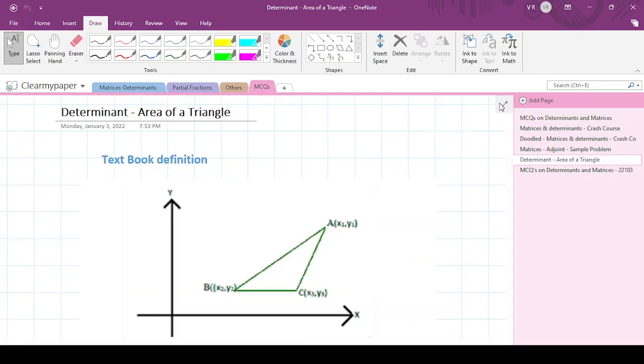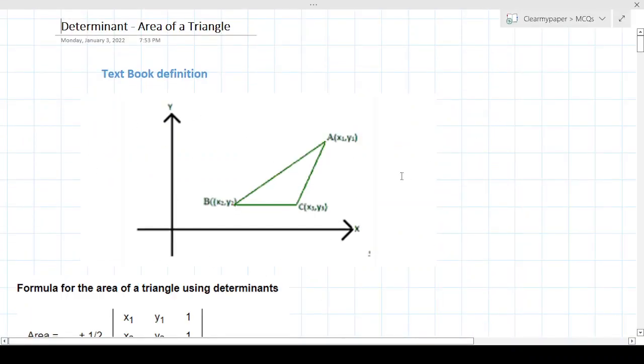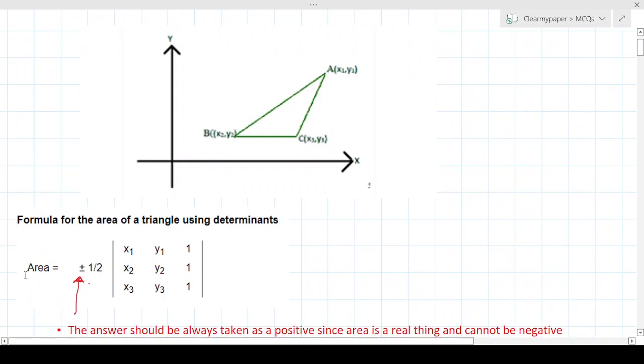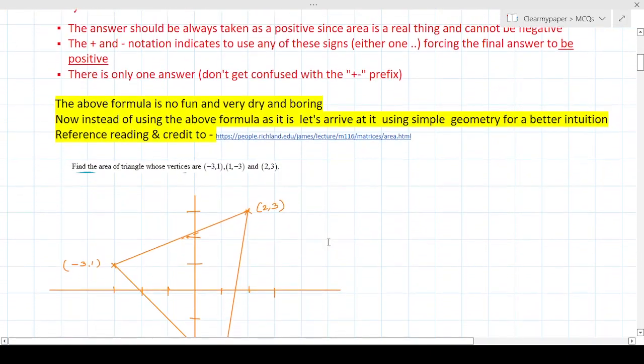I've solved this example in detail while explaining what the formula is. We applied this formula where we take plus or minus half, and we take the determinant, and the first column is full of x values, the second column is full of y values, and the third column we just pre-fill with number 1, and we solve this determinant. To make sure the answer is positive, if this determinant is negative, then we just force it by using this negative sign and make it positive. And if this is positive, we leave it untouched, and we finally multiply it by half and give the final answer in square units.